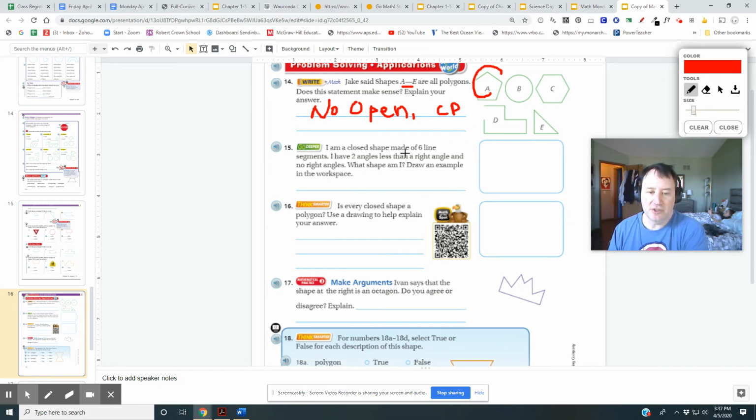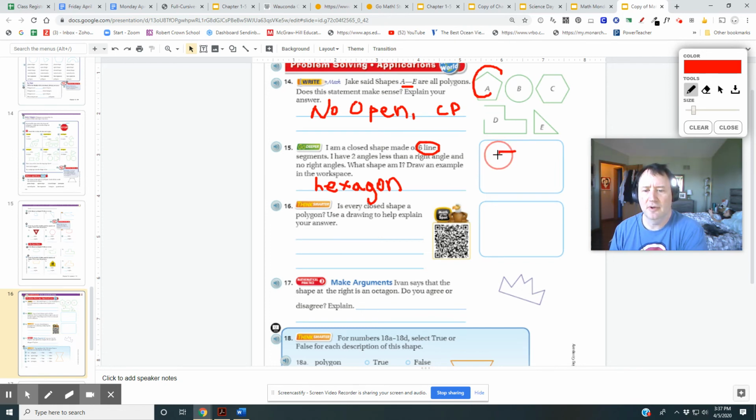I am a closed shape made of 6 line segments. I have 2 angles less than a right angle and no right angles. What am I? So I know if it has 6 line segments, it has to be a hexagon, because a hexagon would have 6 sides. Now I'm supposed to draw this. So I have 2 angles less than a right angle. So I have 6, and it has no right angle.